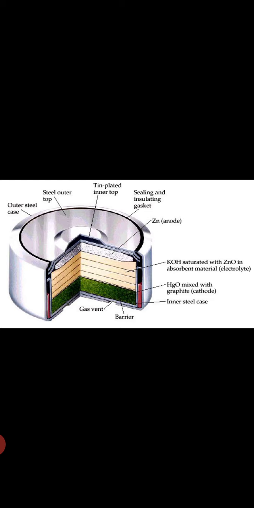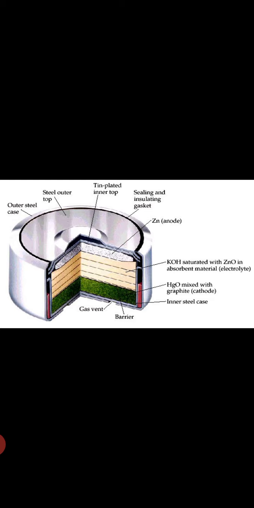It consists of zinc mercury amalgam as the anode, that is the zinc anode, which is nothing but zinc mercury amalgam. For that reason it is said to be a mercury cell, and a paste of mercuric oxide and carbon acts as the cathode. See what is written there, HgO mixed with graphite acts as the cathode. So first you understood what is the cathode and which is the anode. Done. Now the electrolyte used in the cell is a paste of KOH and ZnO. See the electrolyte just above that, KOH saturated with ZnO in absorbent material, that is the electrolyte. Clear? So electrolyte you understood, electrode you understood.